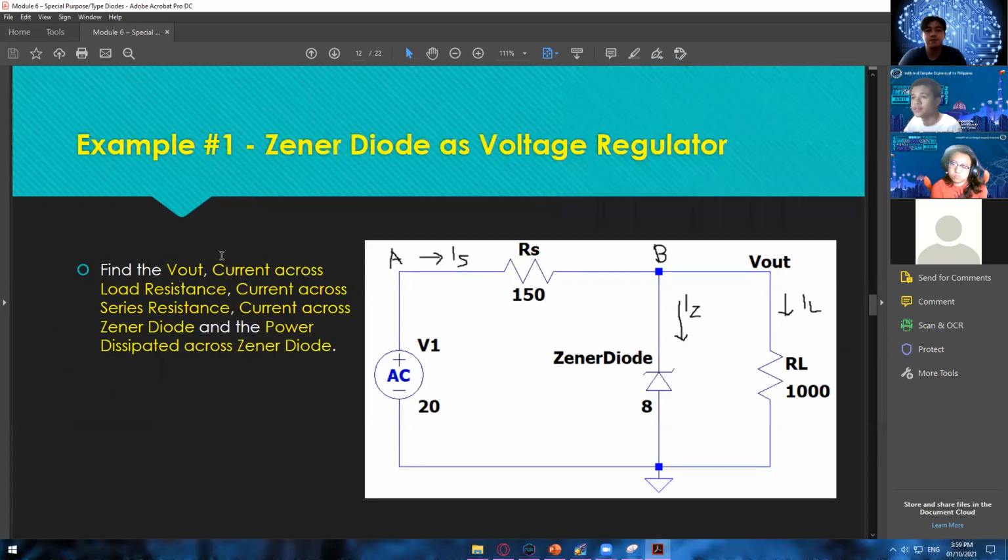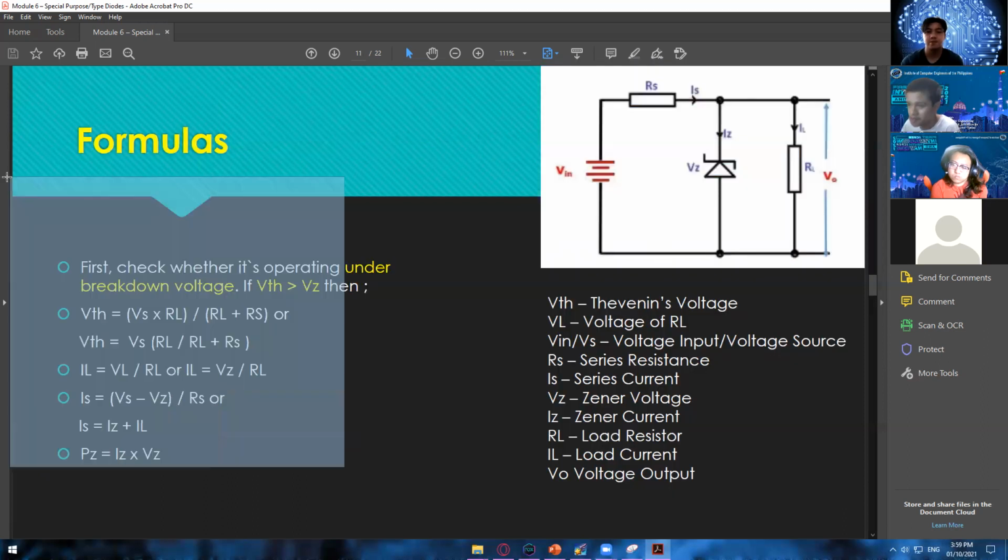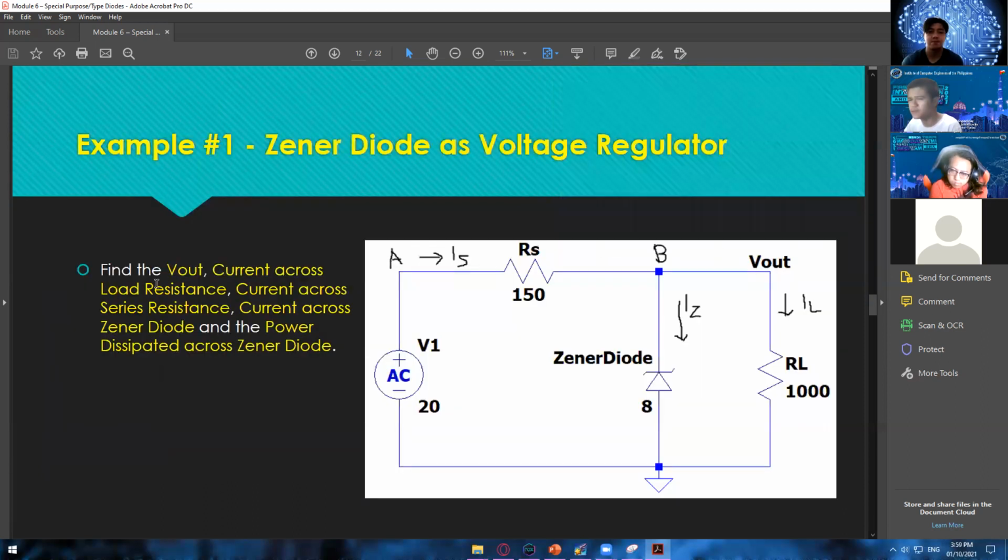Okay, so let's have an example with the use of those formulas. Find the V out, current across load resistance, current across series resistance, current across Zener diode, and then the power dissipated across a Zener diode. So this one is just the same with this one. It's just that this one now has a value. Okay, so we have 20 volts, we have 150 ohms, we have 8 volts as the rated voltage during the reverse bias connection. And then we have here a load resistance of 1000.